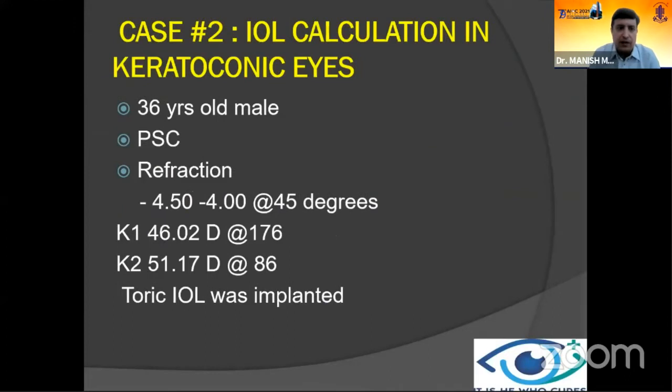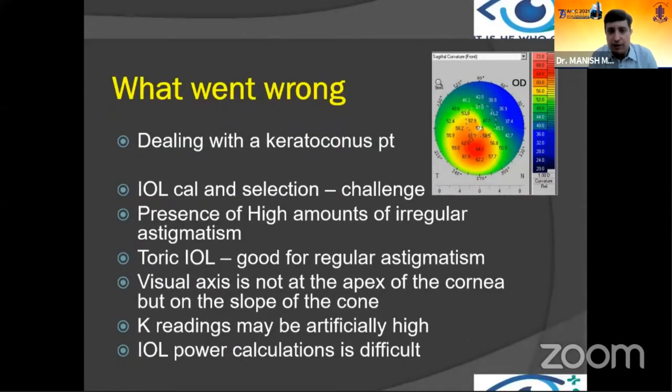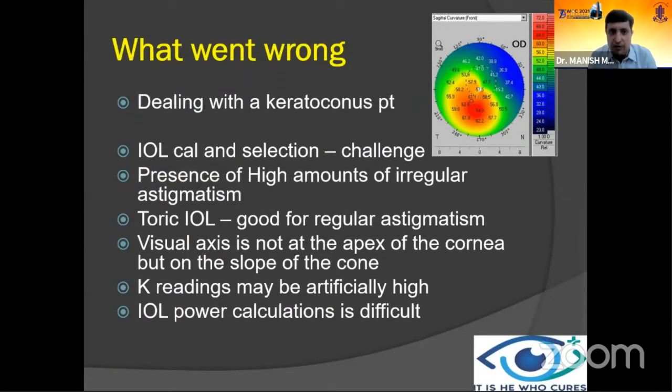This is another case of a 36-year-old male with a posterior subcapsular cataract with high K readings. And I implanted a toric IOL in this case, and I got a surprise. When we did topography in this case, we noticed that we were dealing with a case of keratoconus. Therefore, IOL calculation and selection is very, very important in these cases. We know that we are dealing with high amounts of irregular astigmatism. For moderate or low-grade keratoconus cases, you may go for a toric intraocular lens, but if it's a little advanced and they have irregular astigmatism, toric IOLs don't work.